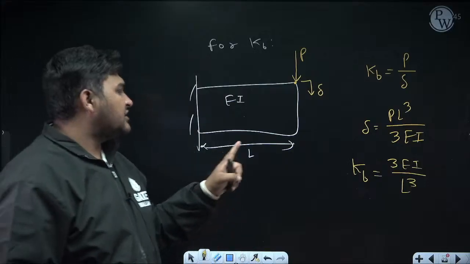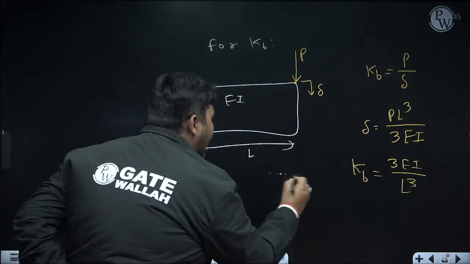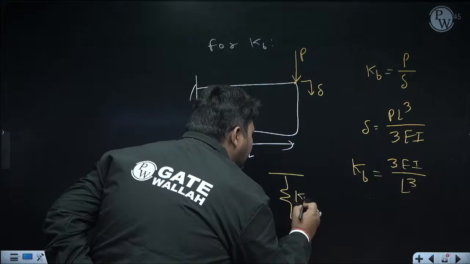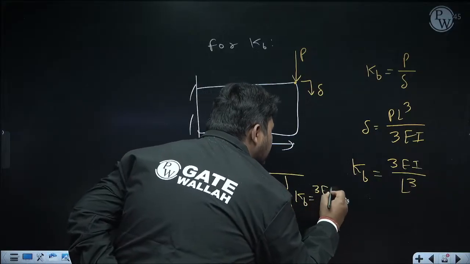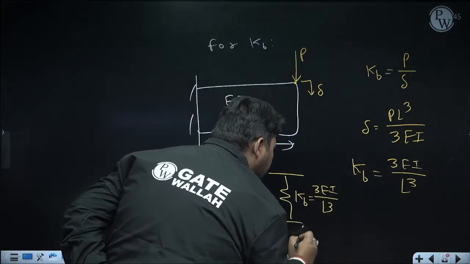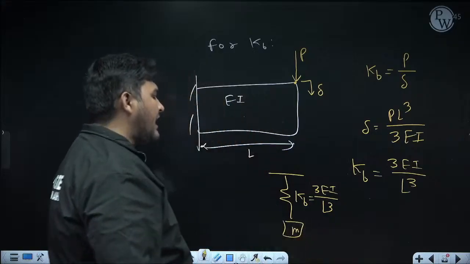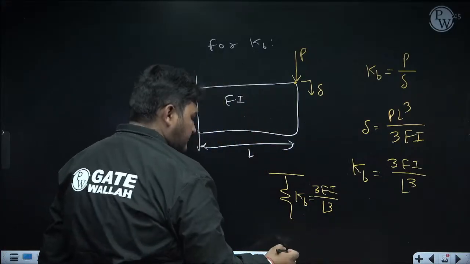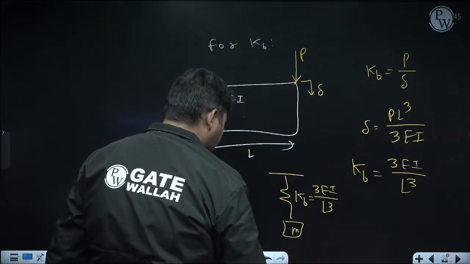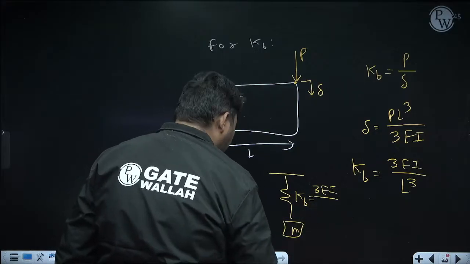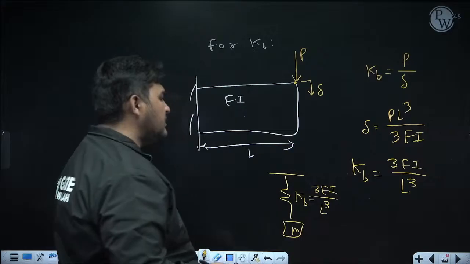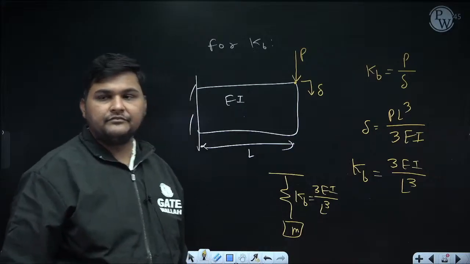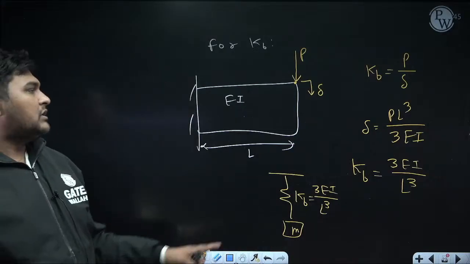To write this expression, KB means I am replacing this entire structure with a spring, and we are considering the bending stiffness of this, which is 3EI upon L cube. Below this, I am attaching the mass. And after calculating KB, you can easily calculate the natural frequency. It will be root over KB by M. But for that, you should know this formula.